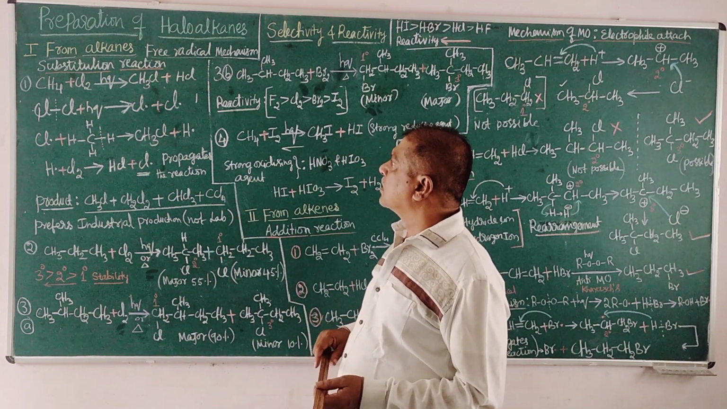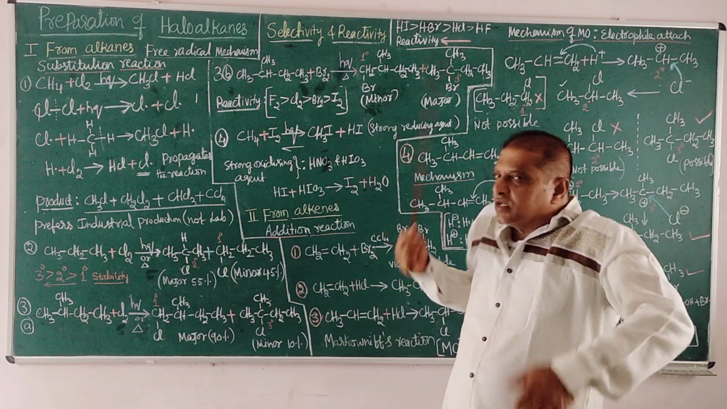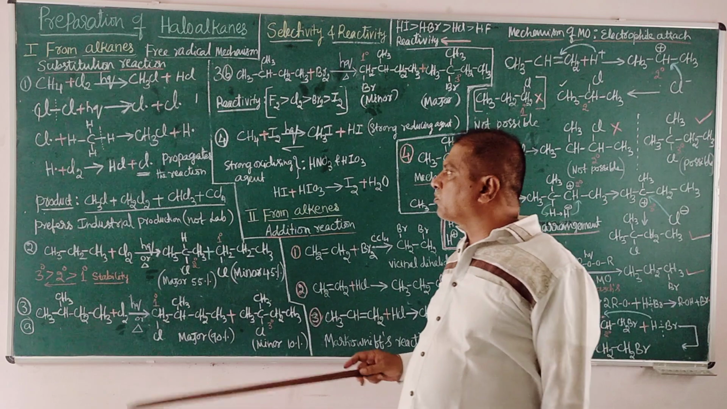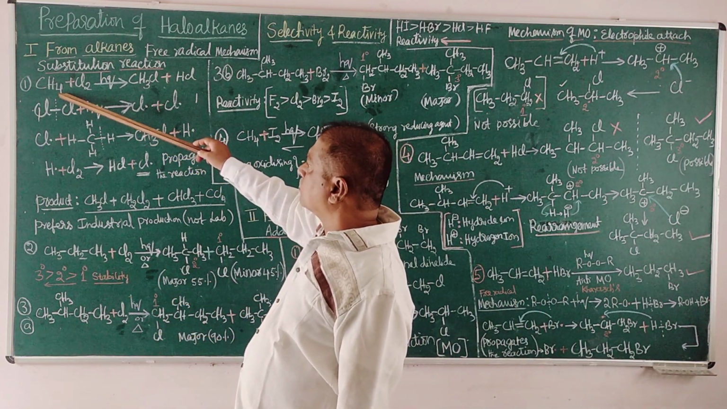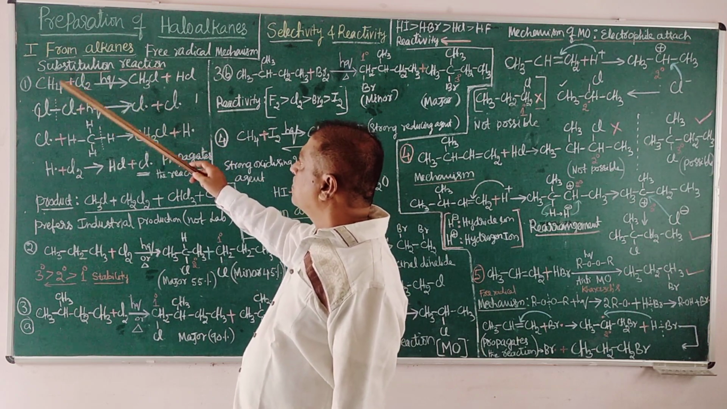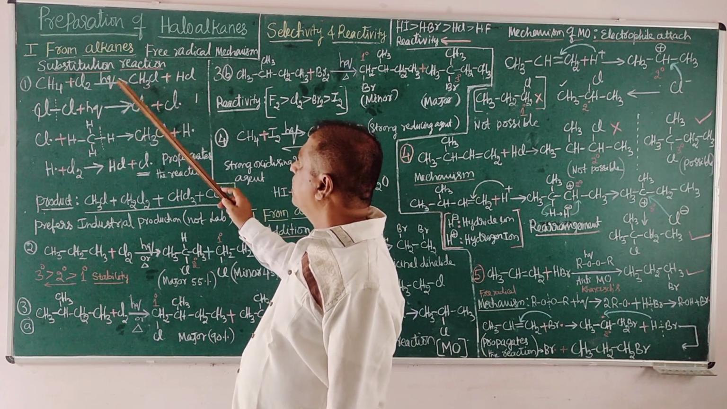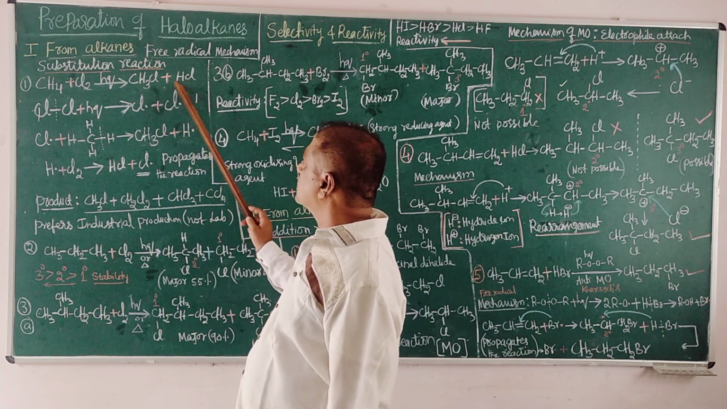And this reaction involves a free radical mechanism. Let us see what the free radical mechanism is. I am taking the simplest alkane, CH4. By the action of chlorine in the presence of light, we get the chloro derivative of methane, CH3Cl, and HCl is a byproduct.